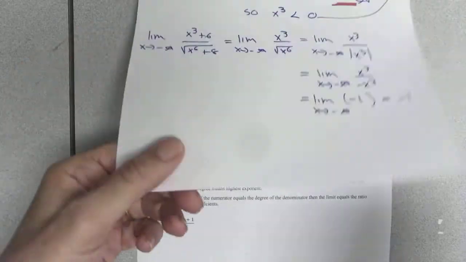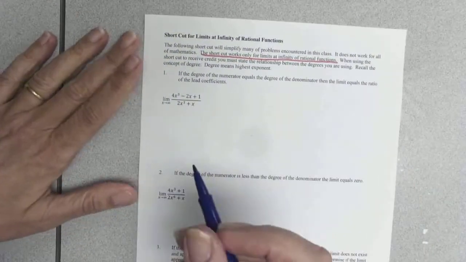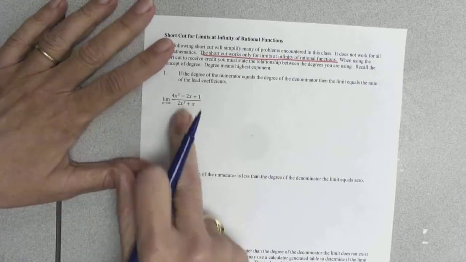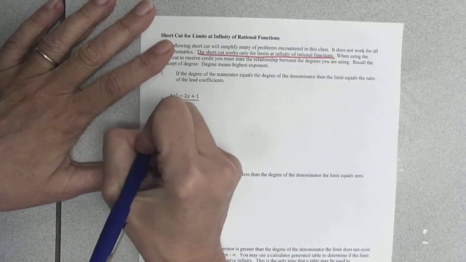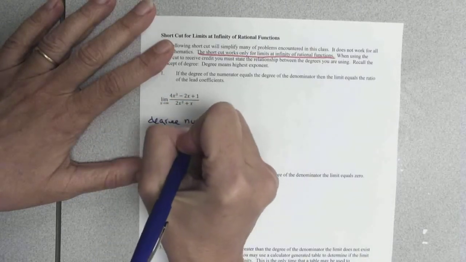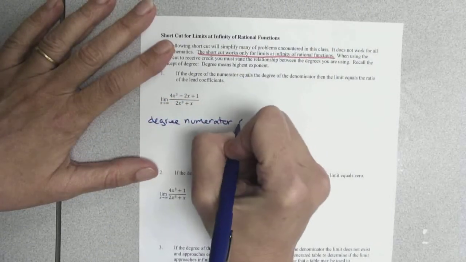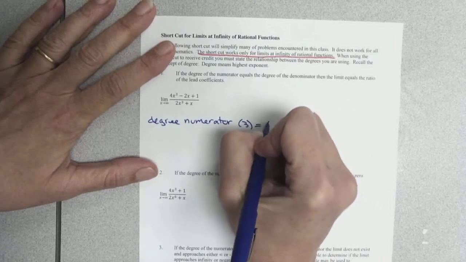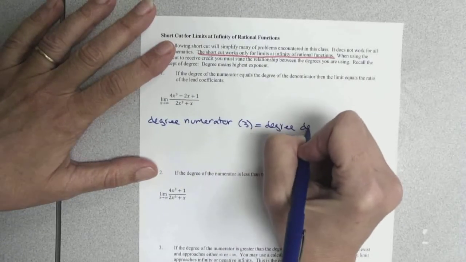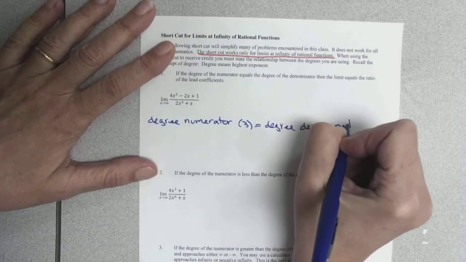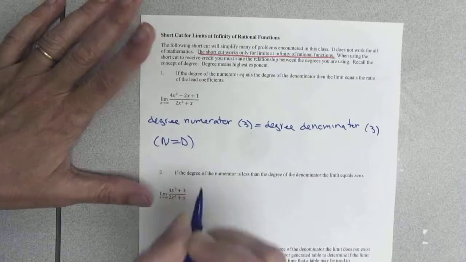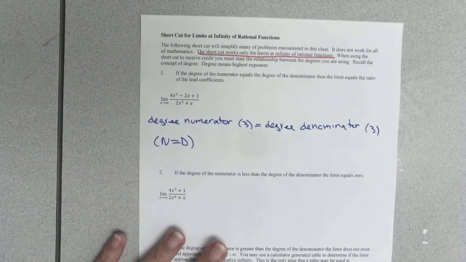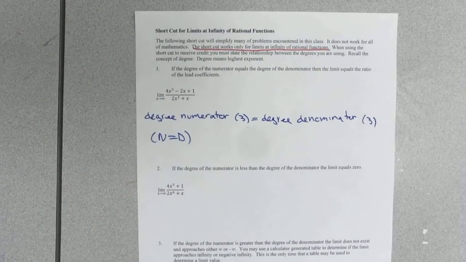So when I look at this first problem here, the shortcut applies. I've got the limit as x goes to infinity of a rational function, so the shortcut applies. And so what I look at is the degree of the numerator, which happens to be 3, is equal to the degree of the denominator, which happens to be 3. It's sufficient just to write n equals d, but you've got to let me know that you're thinking about those degrees. I will know what you mean.